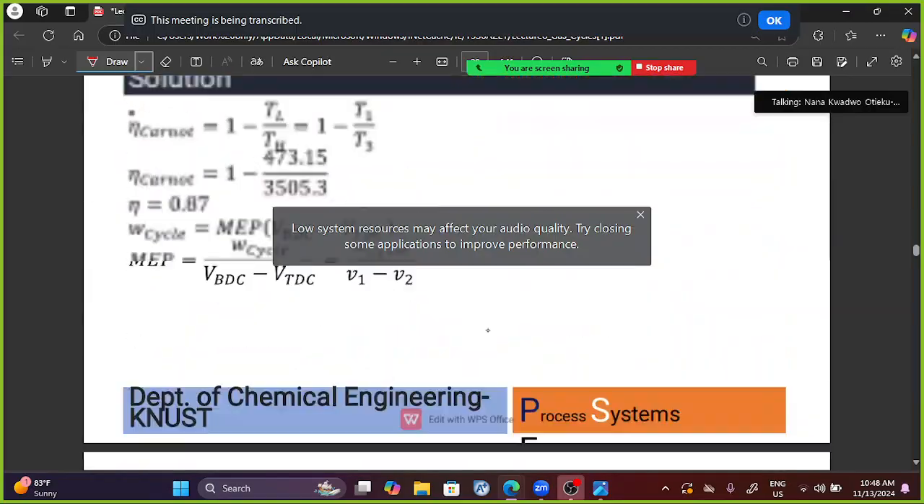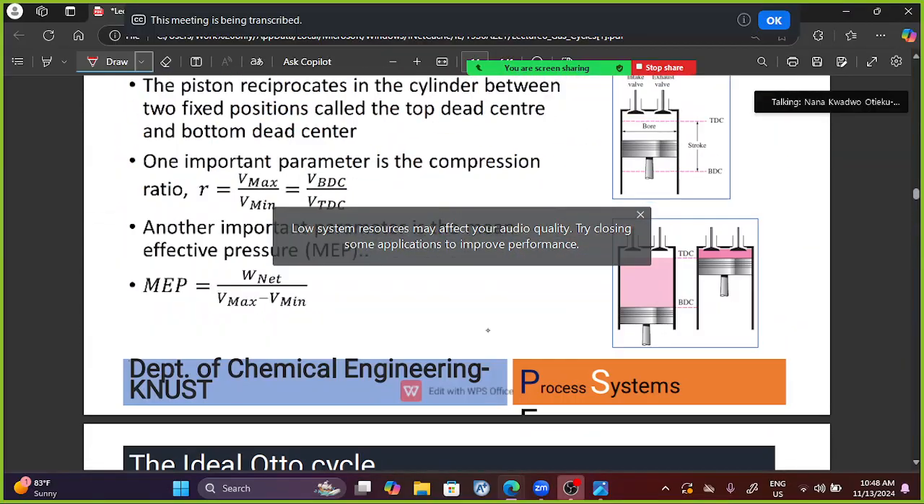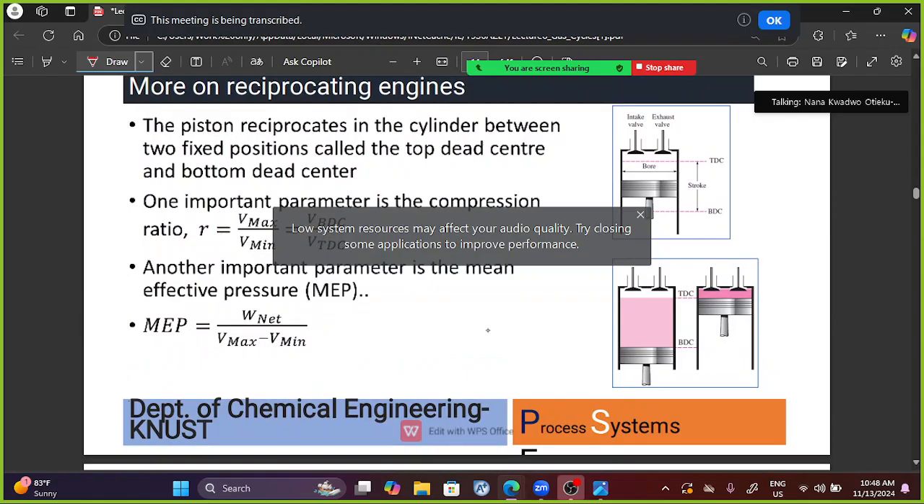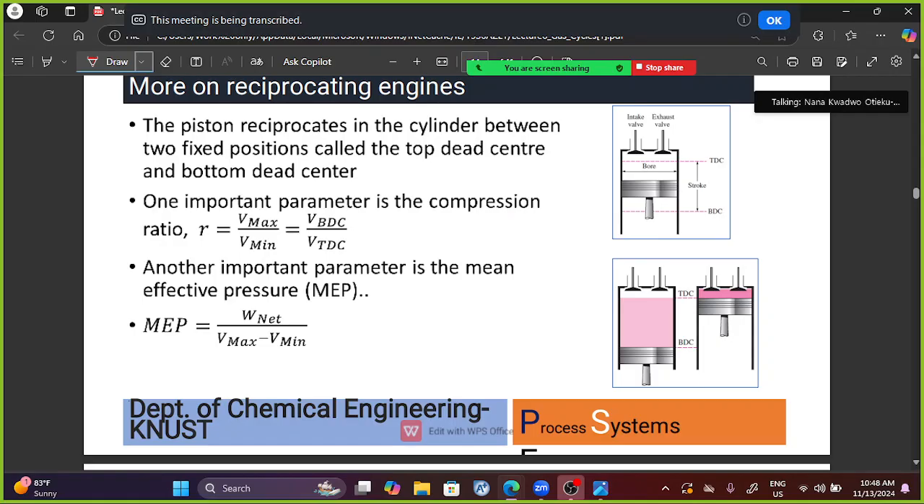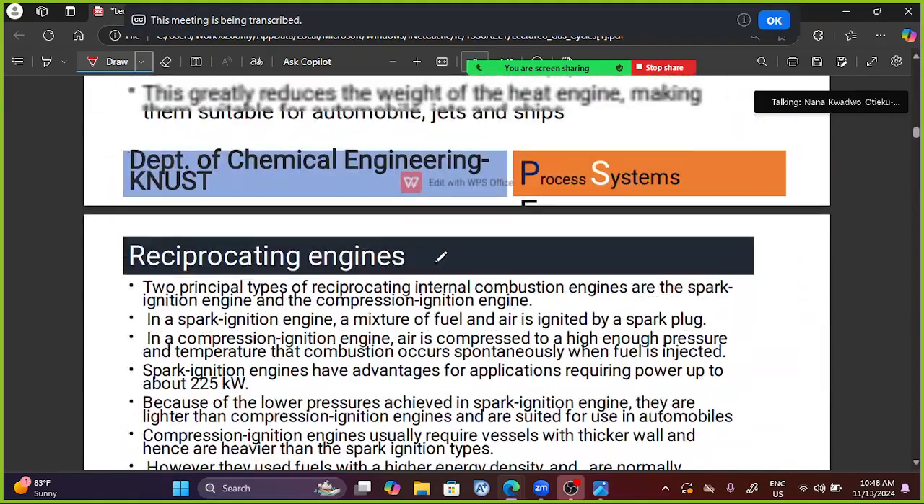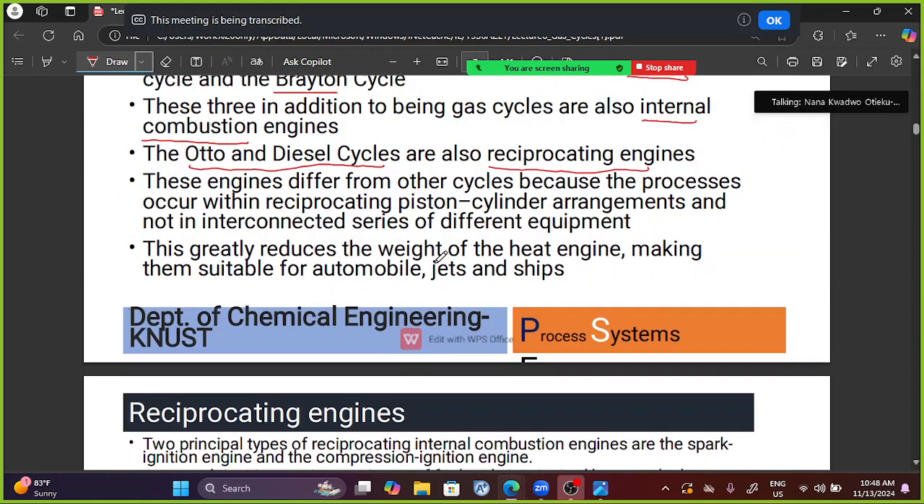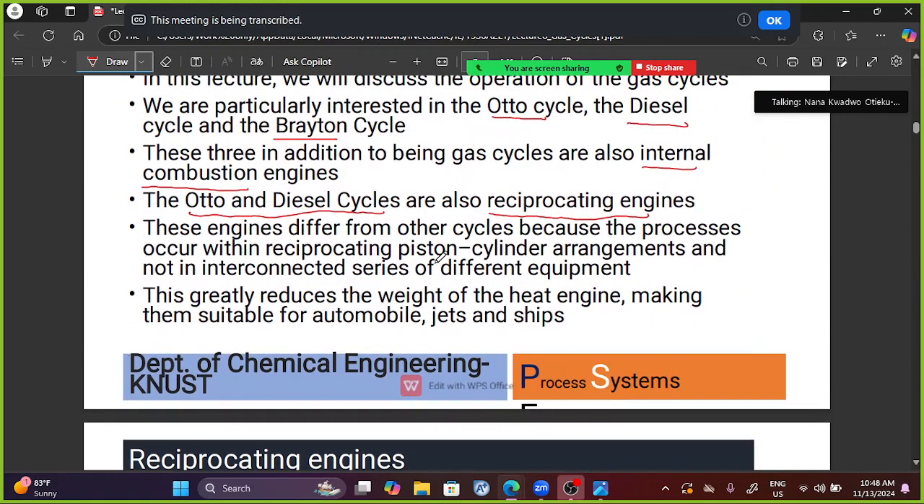So for those ones, I think I have an image for that. I'll show that one later, but they are going to be working with these kind of systems, so a reciprocating engine, right? So it doesn't have the compressor, cooler, and all those things. It just has a reciprocating engine, so the shaft here moves up and down. So that's why it's called reciprocating, right? And then it compresses and expands the fuel or our fluid. So these engines differ from other cycles because the process occurs within the reciprocating piston cylinder arrangement and not an interconnected series of different equipment. So that's what we just said.